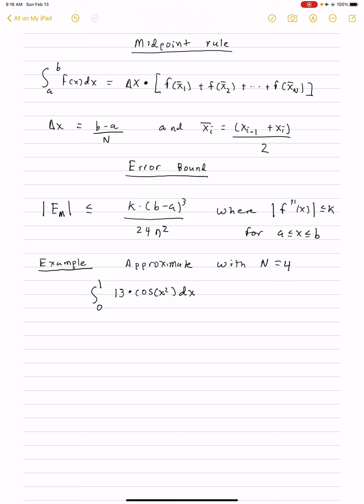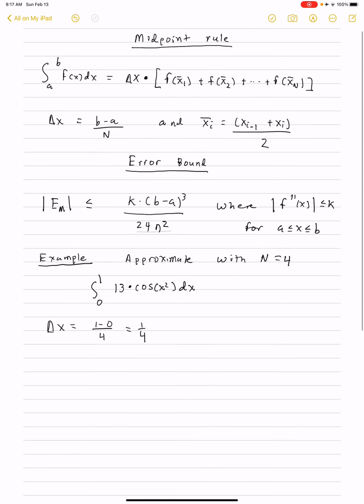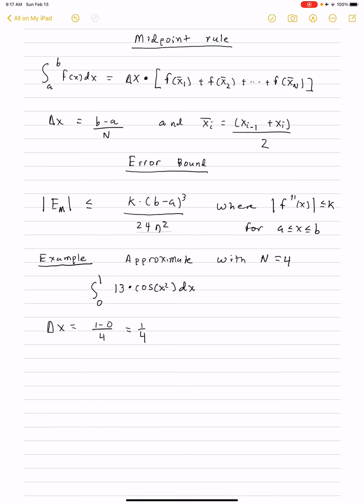Okay. So let's use this midpoint rule to approximate this integral from 0 to 1 of 13 times cosine of x squared. The first thing we're going to do is find delta x. That's going to be (1 minus 0) divided by 4. So delta x is 1/4. Great. There's going to be 4 values here that we need to calculate.